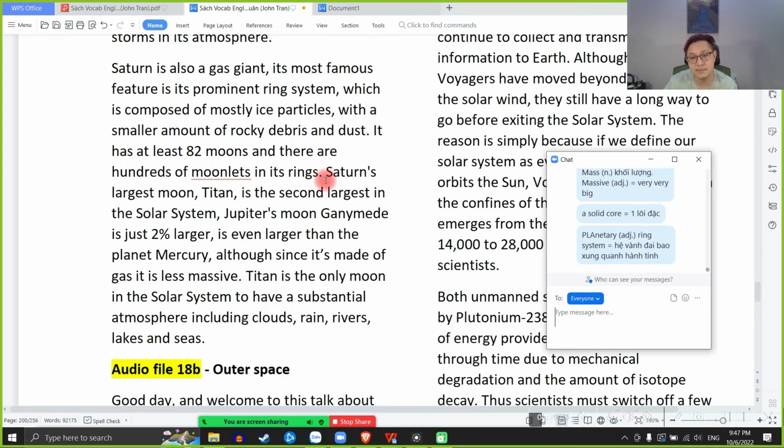Although since it is made of gas, it is less massive. Titan is the only moon in the solar system to have a substantial atmosphere, including clouds, rain, rivers, lakes, and seas.